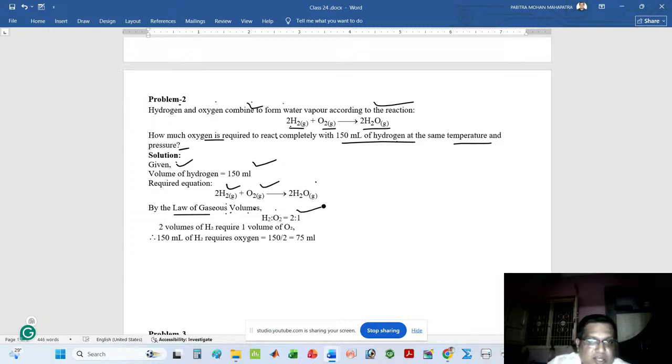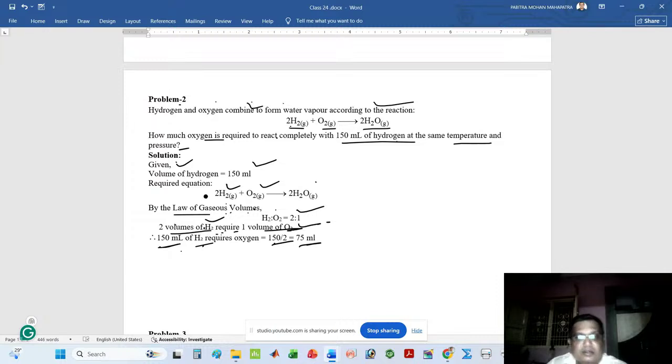That means here I can say that 2 volumes of hydrogen require 1 volume of oxygen. 2 volumes of hydrogen means here what? 150 ml of hydrogen is required. So look at that. If you take 2 volumes of hydrogen, then half the volume of oxygen is used. That means 1 volume of oxygen is used. Similarly, if you take 150 ml of hydrogen, then obviously you take half. That means 150 by 2, that is just 75 ml.